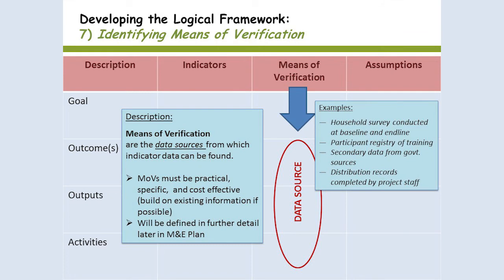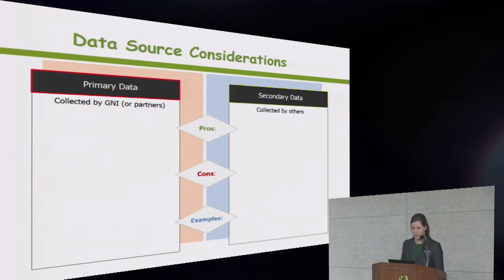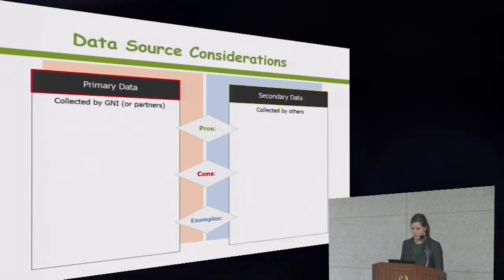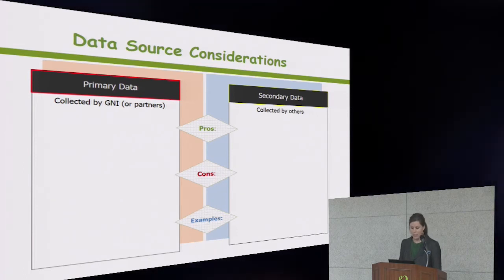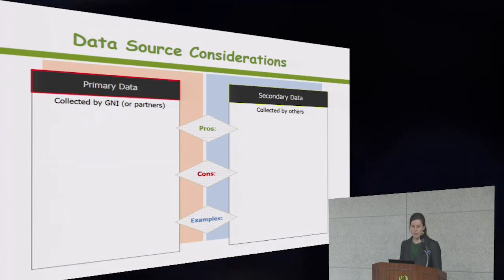Some examples of means of verification, or more simply sources, are here. Household surveys conducted at baseline and endline, participant registry of training, secondary data, distribution records completed by project staff. These are your sources or your means of verification. Now, when determining the proper source or means of verification to use, there's a lot of things to consider. There are several different types of data and advantages and disadvantages to each. So data are often categorized into primary and secondary data.